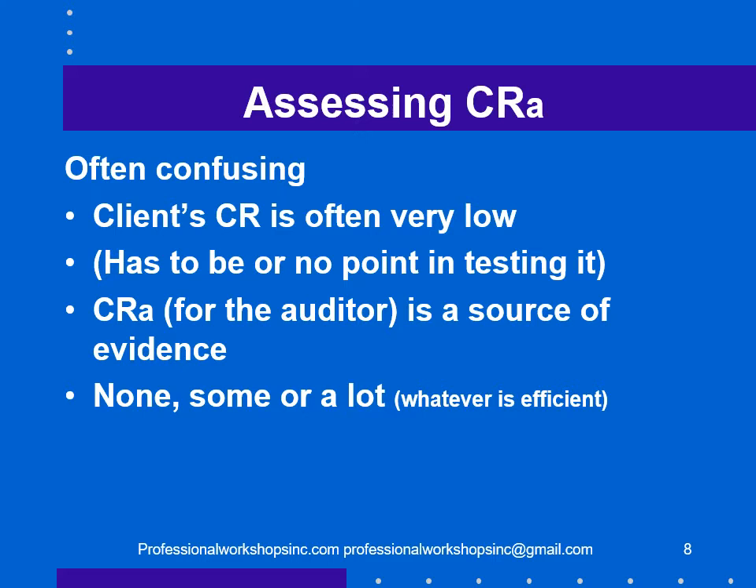So control risk for the auditor is a source of audit evidence, and we have a choice. If controls are good, we could choose not to test them at all. We could choose to test them some, a little bit, or test them a lot, which is often not efficient. But testing them not at all or some is going to be an efficiency decision, a strategy decision. How much do we want to test controls? How much do we want to test substantively?